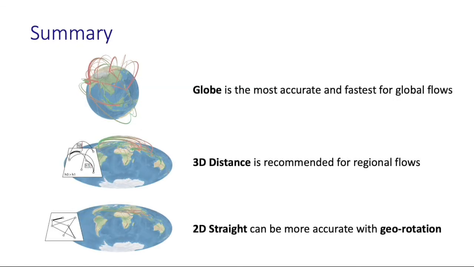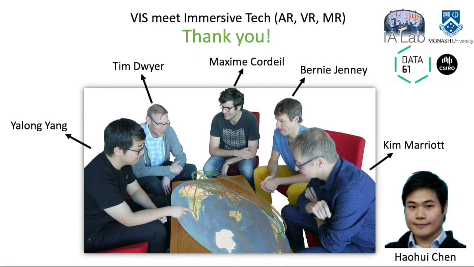Here, we generate some high-level takeaway messages, but please check our paper for more details. We think the globe is the best option for global flows. If we want to show a regional flow, for example, interstate migration in Germany, we should use 2D straight. If you really need to use 3D, you can use 2D with georotation interaction on the flow maps. Here's the image with labels of all the co-authors. We all believe the envisaged collaboration in this image is a possibility of VIS meeting immersive technologies like AR, VR, and MR.